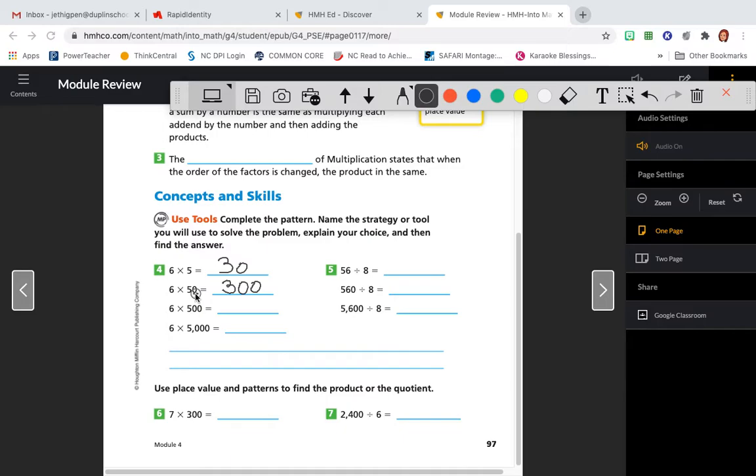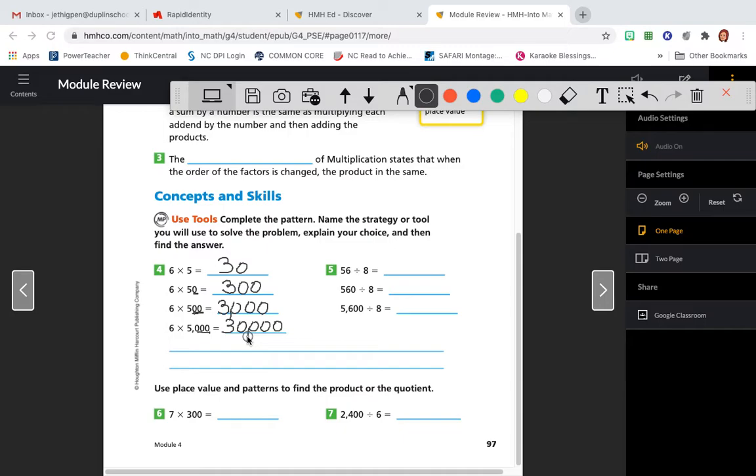6 times 500. Still have 30. 2 more zeros, we have 3,000. 6 times 5,000, our basic fact is still 30, and then we're going to add 3 zeros, and our answer will be 30,000. Now let's look at this with division. We're still looking for the patterns that we see.